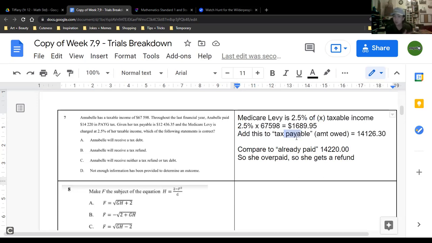Again, payable means owed. But the Medicare levy is also owed. So she owes a certain amount of tax and she owes Medicare levy on top of that. When you add these two numbers together, you get 14126.30, which is less than how much Annabelle actually gave to the tax office throughout the year in pay as you go. So she paid more than she's supposed to, so she gets a refund. You know, $100 or so, which is pretty good.